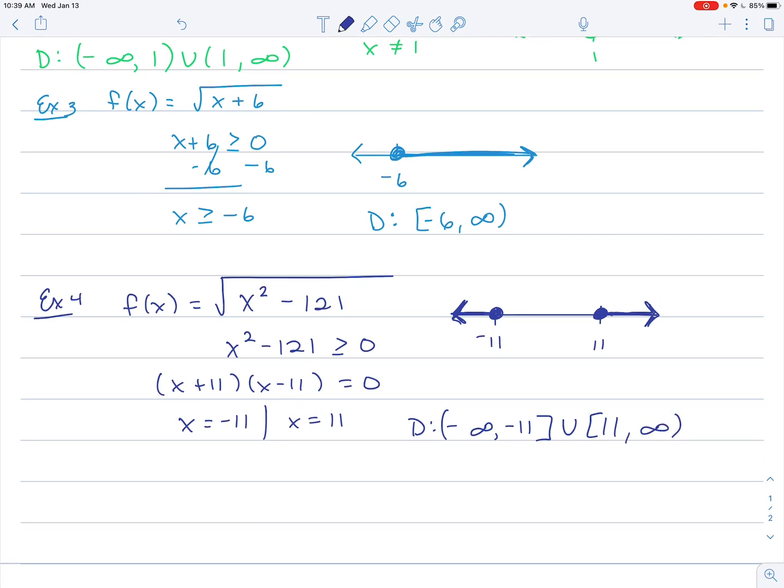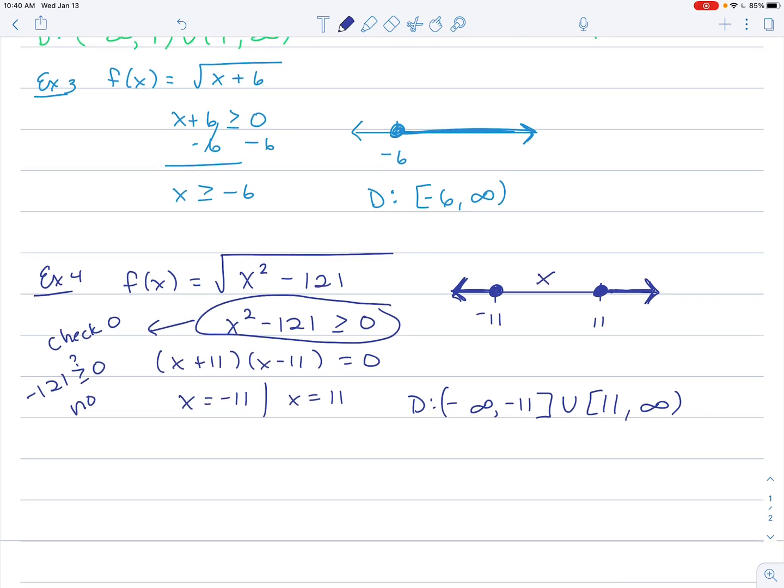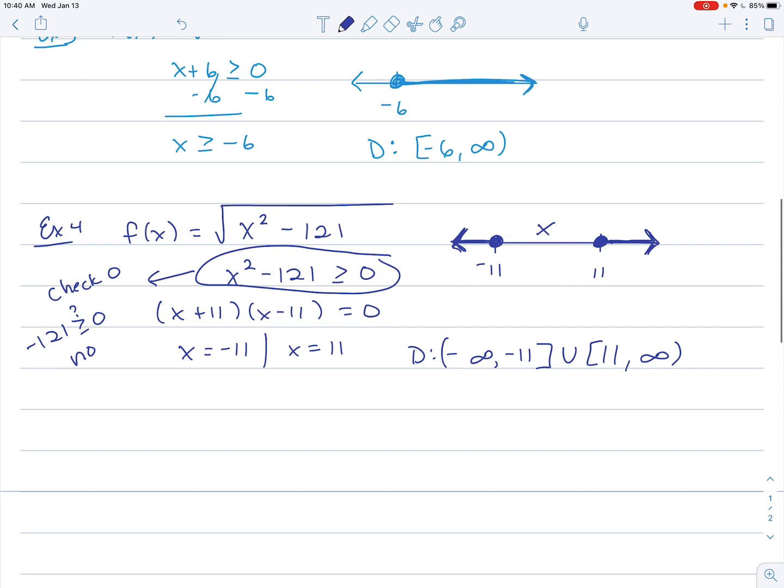If you have a quadratic inequality like this, you have to check a number in between, like 0, in here. And since 0 doesn't work, negative 121 greater than or equal to 0, no, that means you don't shade there. That's why it's the two outer pieces. So that domain's a little more complicated.